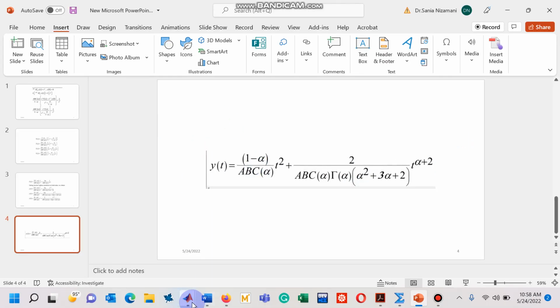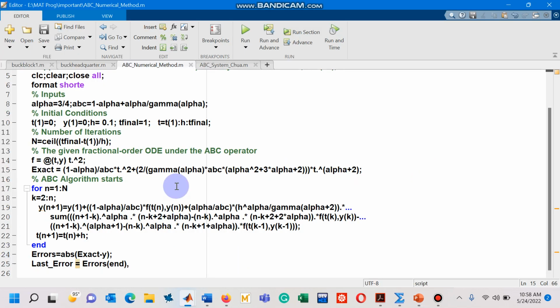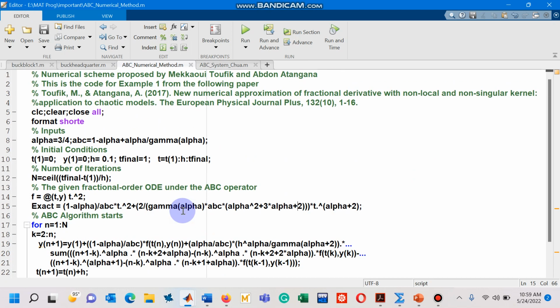Now I switch to MATLAB code for the simulation of this initial value problem. So you can see this is the same code I have already explained in one of my previous videos. Here I have taken the fractional order to be 3 upon 4. This is the formula for ABC. You can find this formula in the research paper. This is the initial condition. The step size that I have chosen is 0.1, and the final point of the integration interval is taken by me as 1. Now you can see this is the differential equation we are given, line number 14.